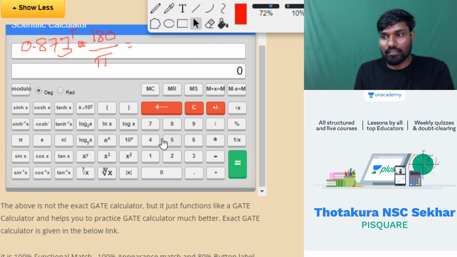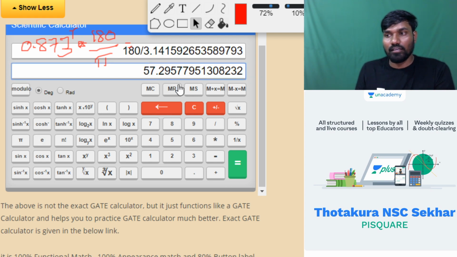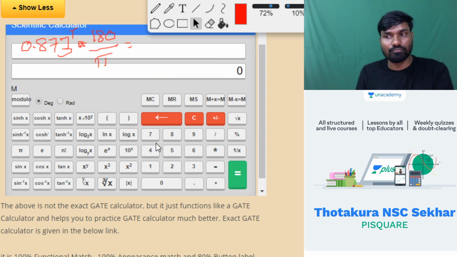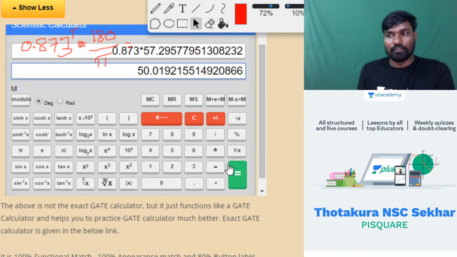So to get it, now 180 by pi, keep it in the memory. Memory store. Now 0.8733 into memory recall, equal to 50.017, about 50 degrees. That's it. So the memory function will help you a lot.